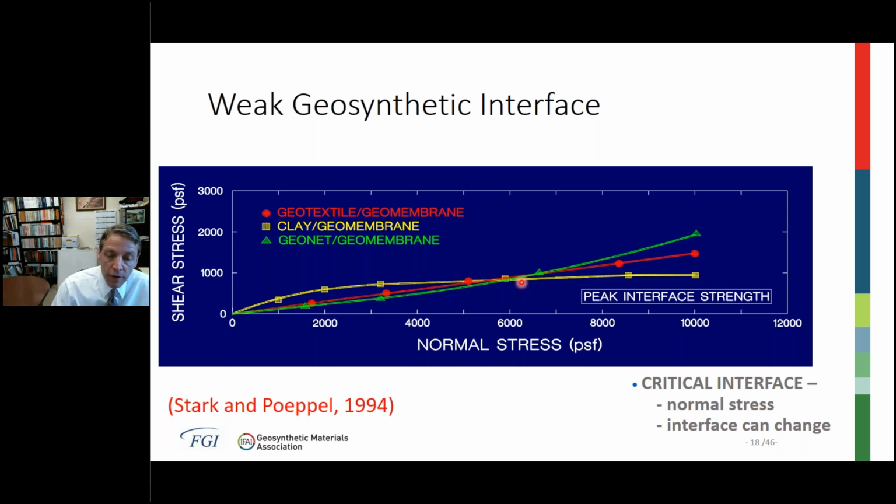The other important piece to notice is the interface, or the critical interface, changes at about 6,000 pounds per square foot right here. So sliding on the bottom of the landfill was on the compacted clay geomembrane interface, and along the side slopes it was between the GeoNet or geotextile geomembrane interface, as you saw in this prior photograph.